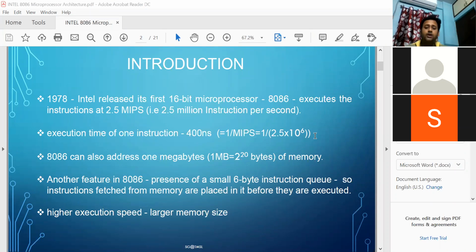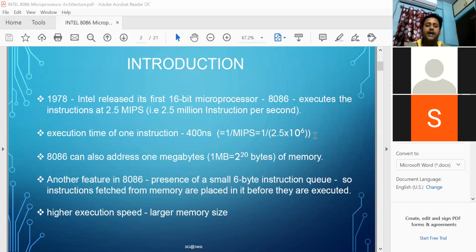So according to the calculation of total memory space, all of you know, 2 to the power of the number of address lines is equivalent to the total memory space. Here in 8086, the address lines are 20, so 2 to the power 20 is equivalent to 1 MB memory space.